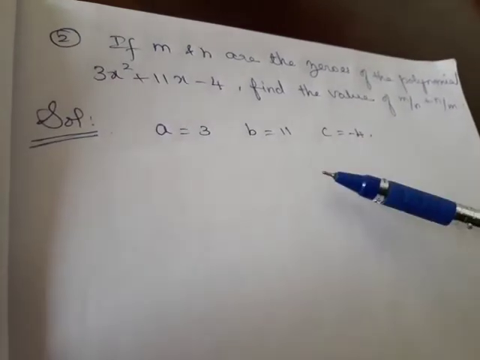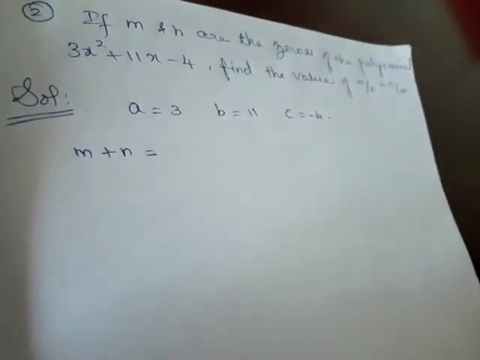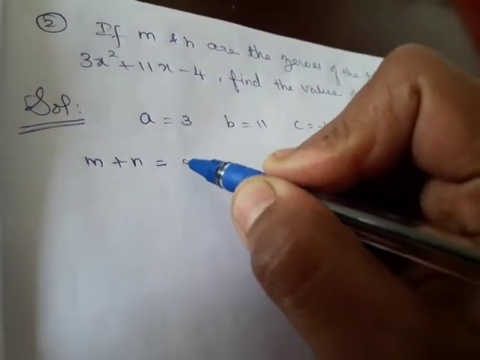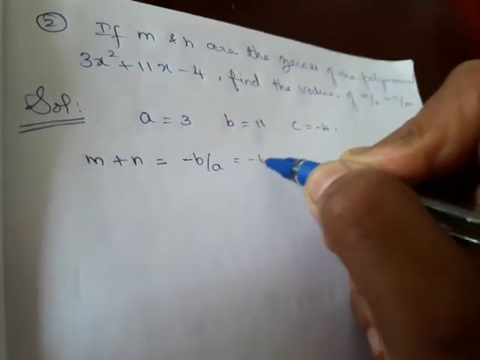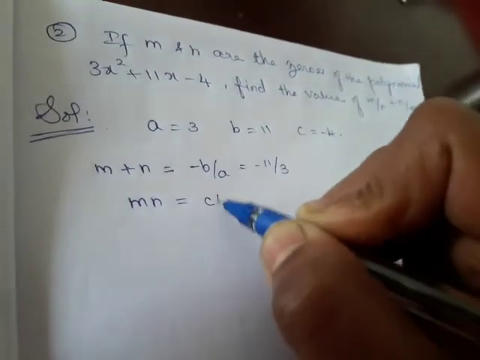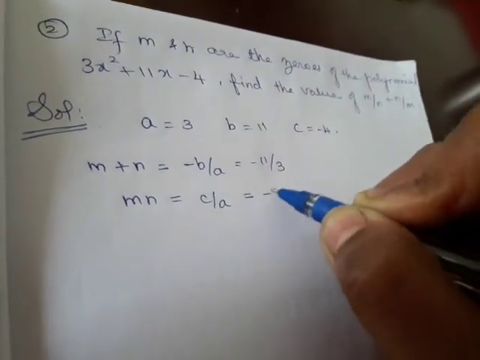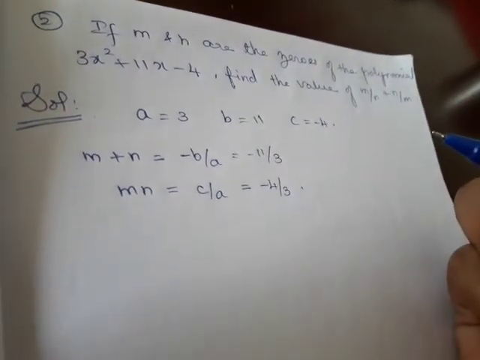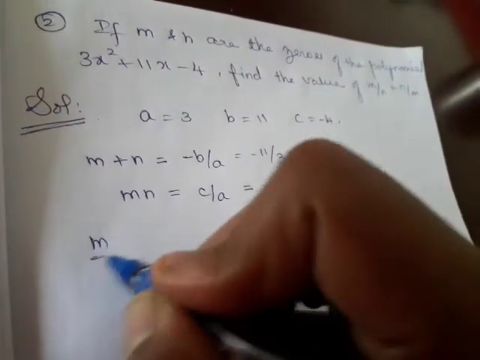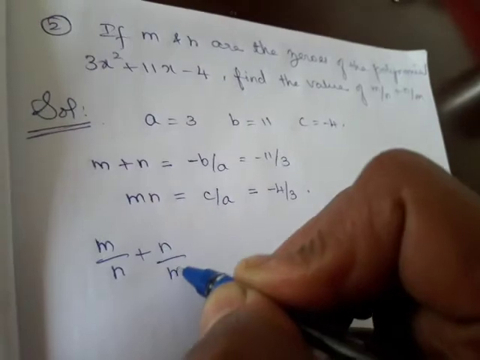Then write what is the sum of the roots and the product of the roots. What is the sum of the roots? Here I am going to write it as m plus n, because in the question it is m and n only, right? M and n are the zeros. So the sum of the roots is minus b by a, which is minus 11 by 3. Then the product of the roots, mn, is c by a, which is minus 4 by 3, right? Keep it aside.